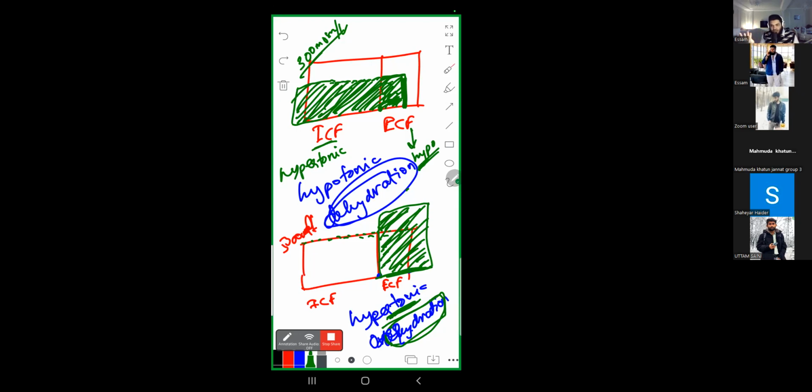Yes, ECF is hypertonic. So water will move from ICF to ECF and it will be like this. Again, why is this concentration level the same? See, let me point out why. Because ECF and ICF are friends. They want to come to the same concentration level. And because of that, this ICF will lose the water. So ICF water is reduced, ECF water is increased. Okay. So this is hypotonic dehydration, hypertonic overhydration.